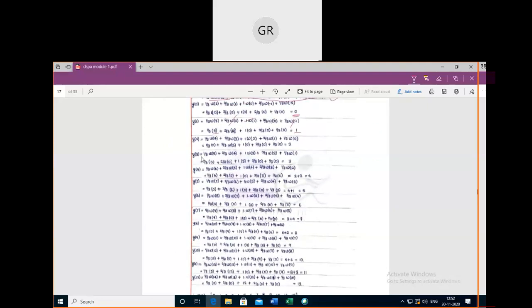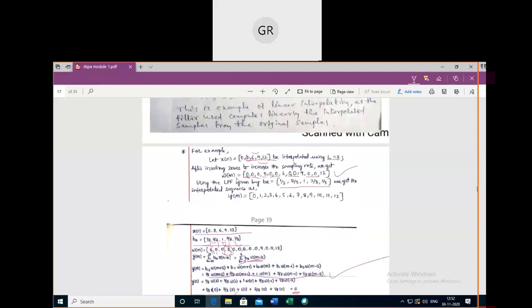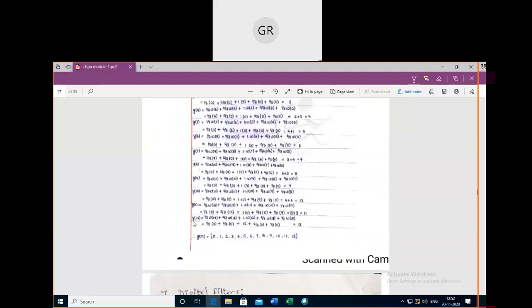Like that, we can substitute up to how many times? Here w of m has how many values? 1, 2, 3, 4, 5, 6, 7, 8, 9, 10, 11, 12, 13. That means 0 to 12, so the m value will vary from 0 to 12. Up to 12 we have taken. Then y of m is for 0, 1, 2, 3, 4, 5, 6, 7, 8, 9, 10, 11 and 12. This problem is very important. Please practice it.